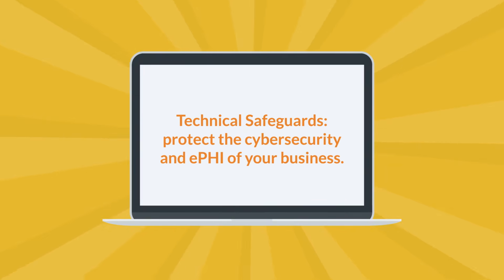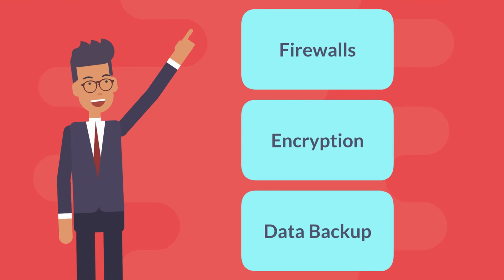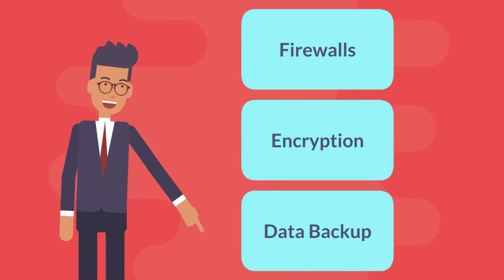Technical safeguards protect the cybersecurity of your business. Technical cybersecurity safeguards must be implemented in order to protect ePHI that is maintained by your business. Examples of technical safeguards include firewalls, encryption, and data backup.